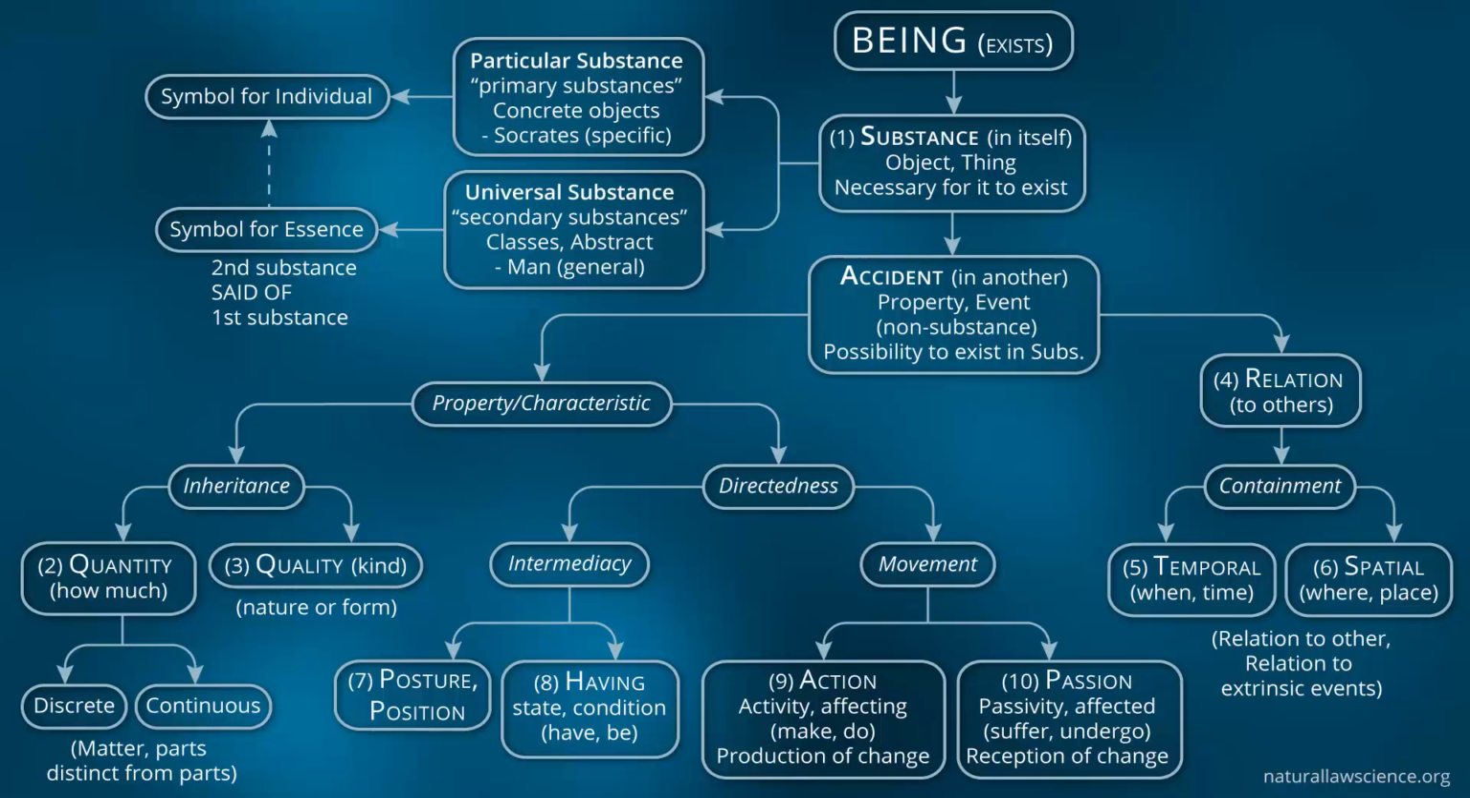So the substance has relations. And then the substance also has properties and characteristics. And these are inherence, things that are inherent, such as quantity, how much, which is discrete and continuous, which we saw back with the quadrivium, which had to do with matter, and continuous and discrete matter, so parts distinct from parts. And there's also quality, the nature of form, the kind. You also have color, which is in the quality.